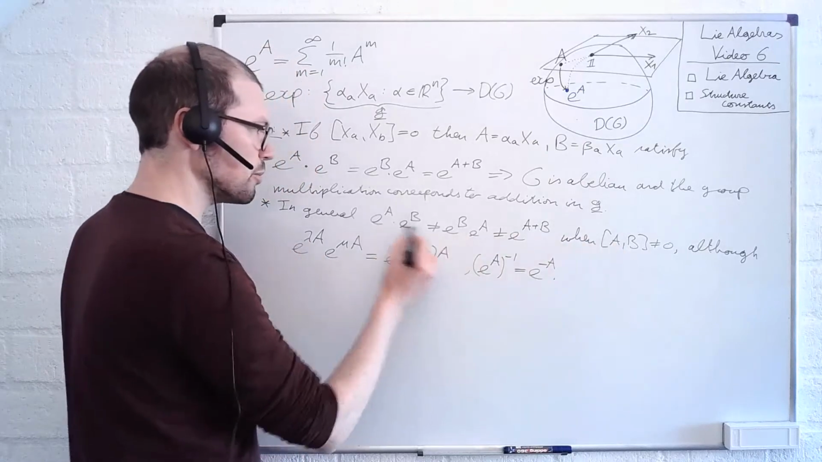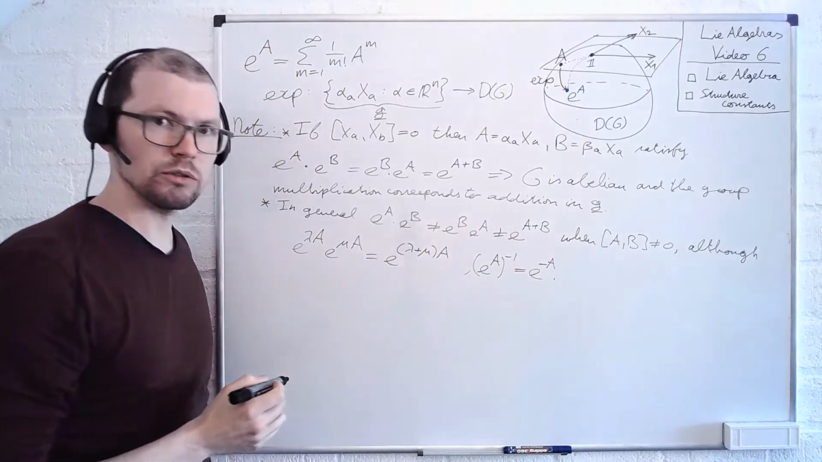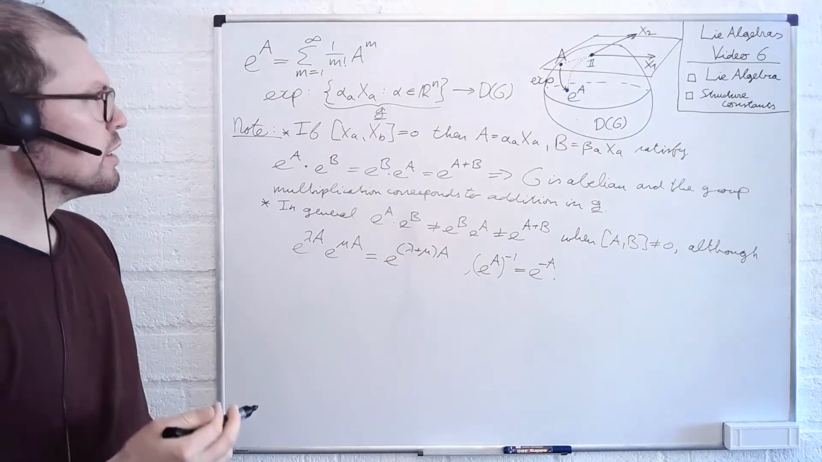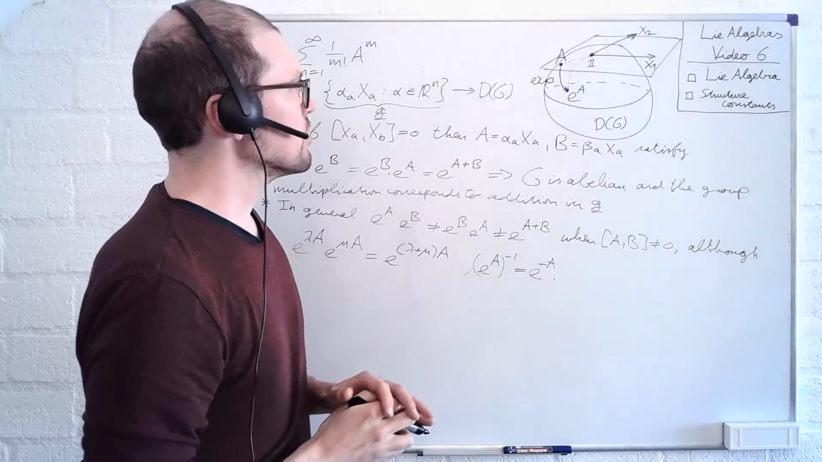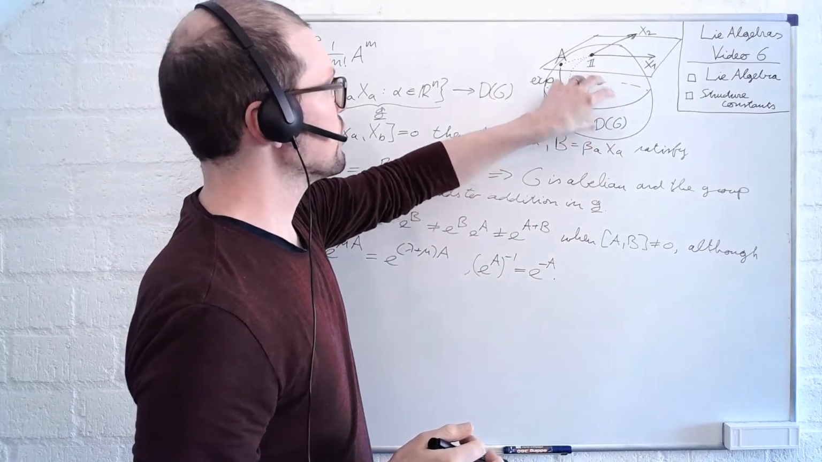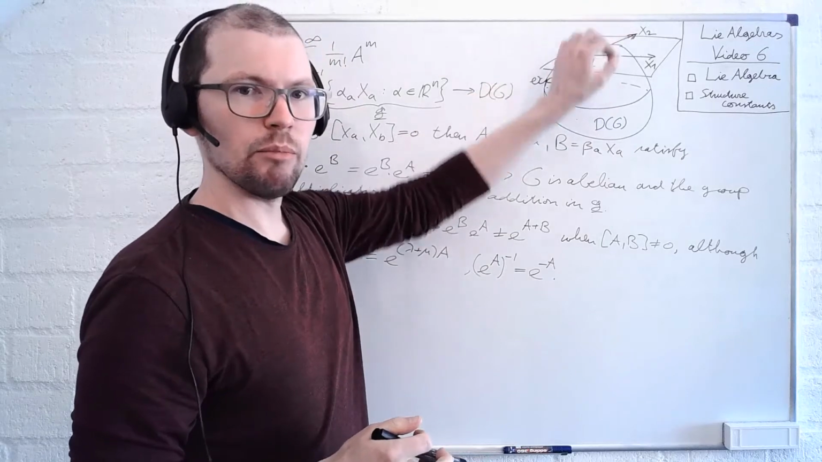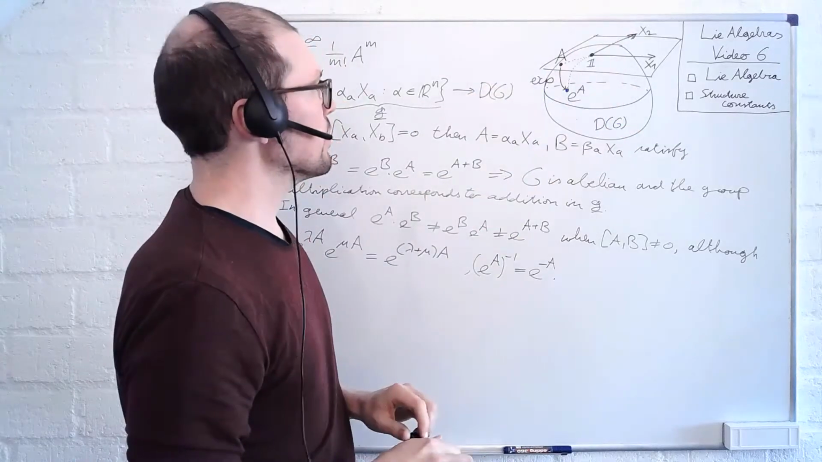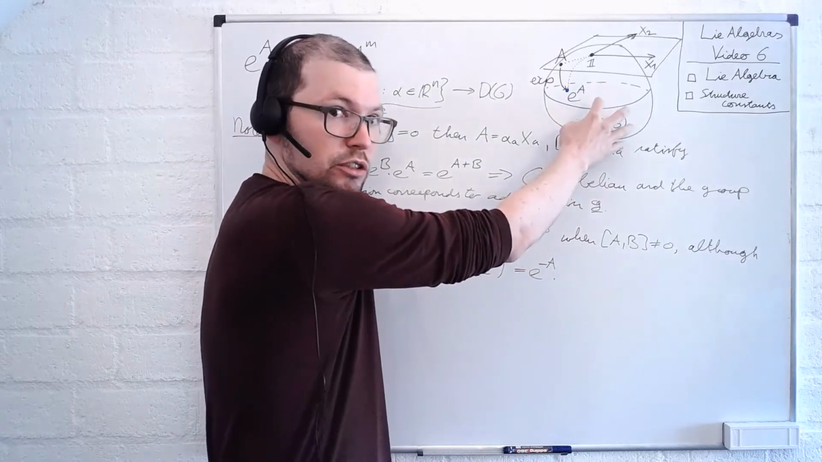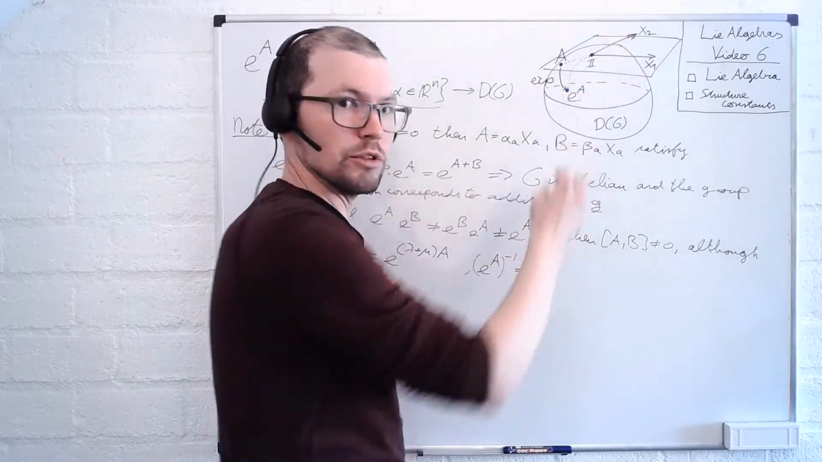But for general group elements, it's not clear what the outcome is going to be. So what does this mean? I told you that the exponential map is useful to transfer things from the group to the tangent space and back again. So it would be nice to actually understand the group structure here just in terms of the generators.